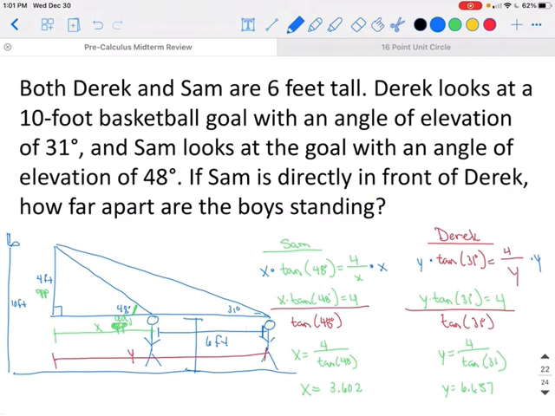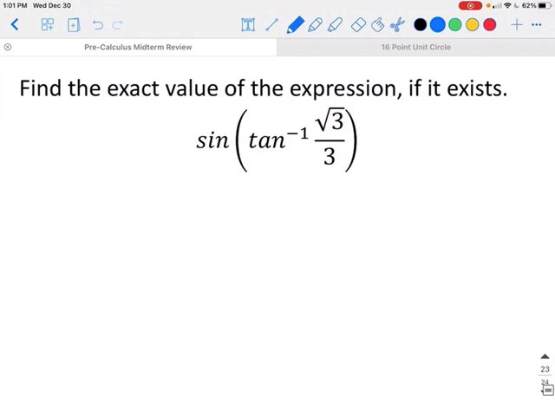So to find the distance between the two boys, we will just take how far each boy is from the basket and subtract it from each other, and you'll be left with 3.1 feet between the two boys.